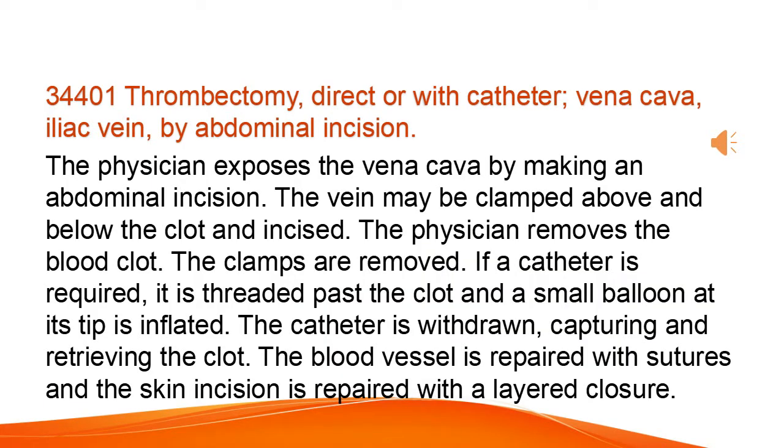Thrombectomy, direct or with catheter, vena cava, iliac vein, by abdominal incision. The physician exposes the vena cava by making an abdominal incision. The vein may be clamped above and below the clot and incised. The physician removes the blood clot. The clamps are removed. If a catheter is required, it is threaded past the clot and a small balloon at its tip is inflated. The catheter is withdrawn, capturing and retrieving the clot. The blood vessel is repaired with sutures and the skin incision is repaired with a layered closure.